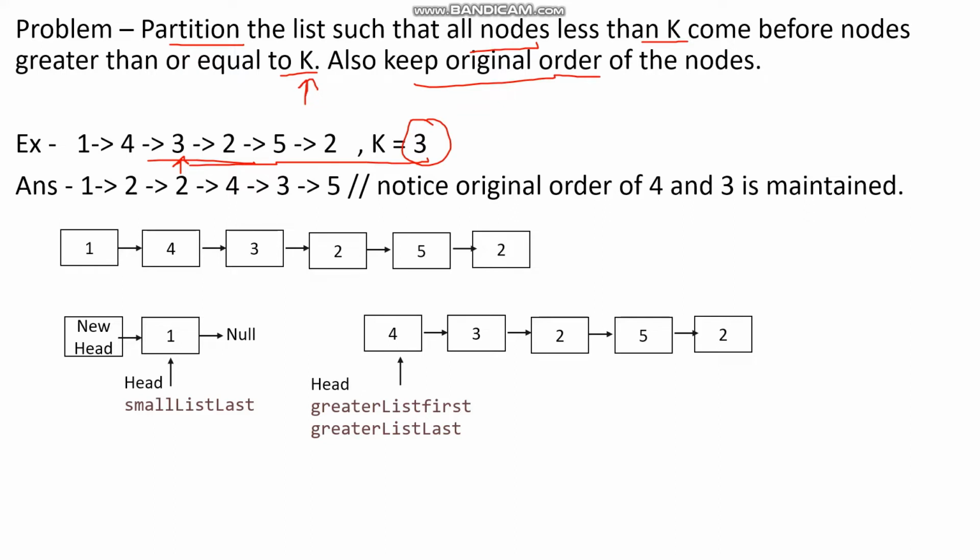So the answer of this problem would be this node. Here, as we can see, all the nodes greater than 3 are on the right side, and all the nodes lesser than 3 are on the left side. And also, we have kept the original order of the nodes, like 4 and 3. As you can see here, 4 and 3 are coming in the order, and then so on 5.